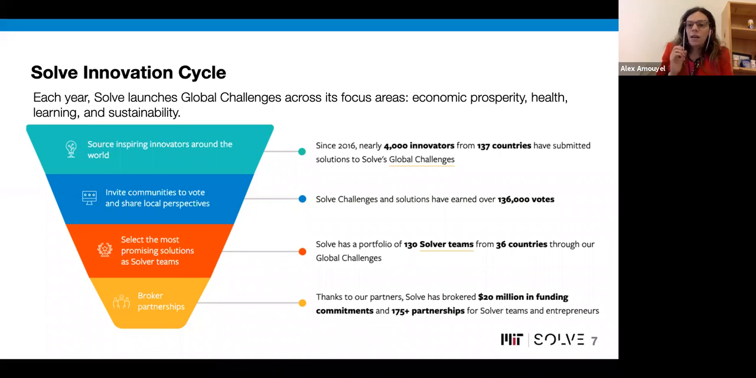And then in a sense, the most important part of this marketplace is to broker partnerships between these innovators and this community of members. And so far, in the last 3.5 years, we've brokered over $20 million of funding commitments and 175 partnerships for solver teams. And we count as a partnership anything between a solver team and a member, or a solver team and a partner, that is valued at $10,000 or more. Next slide.